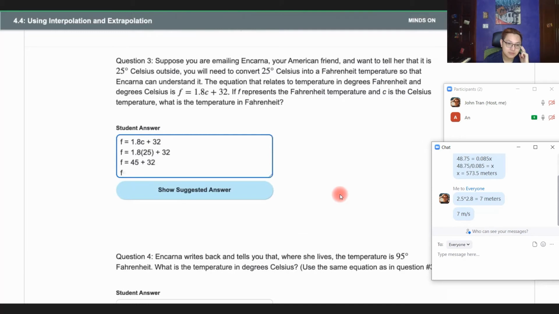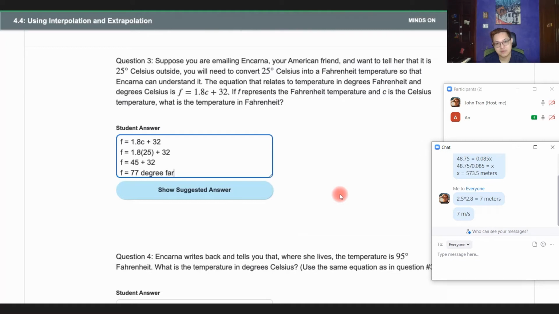F equals... Unit, be careful. 77 what? Degrees Celsius? No, it's degrees Fahrenheit because you're looking for degrees Fahrenheit now. Be careful, units are important.